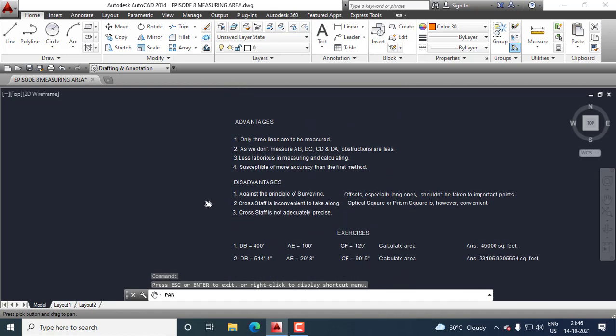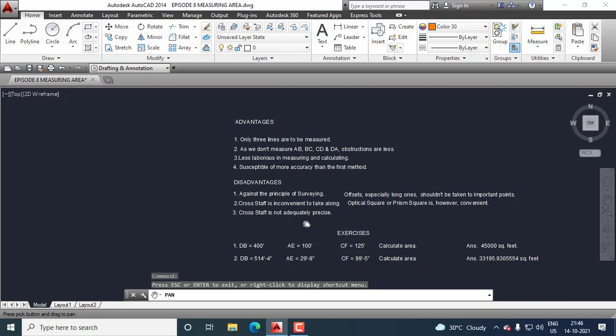So we should take into consideration the disadvantages of this method also. This method is against the principles of surveying. Long offsets can't be taken to important points. We have taken offsets to important points, therefore this is against the principle of survey. Cross staff is not convenient to carry along. That's a disadvantage.